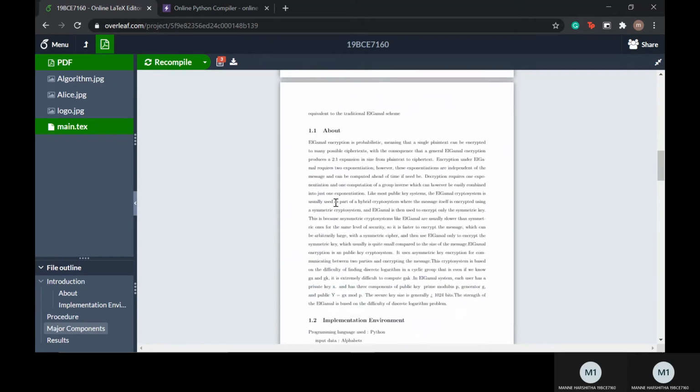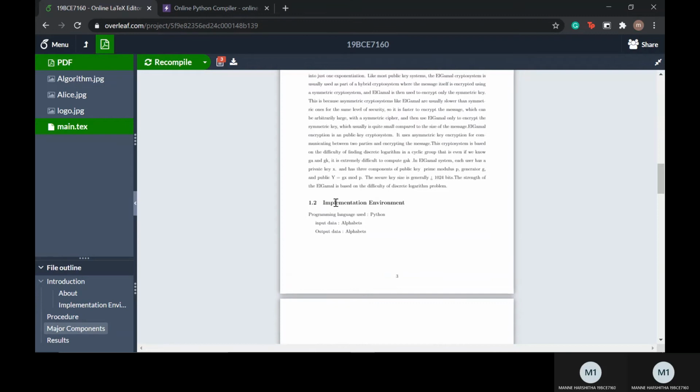ElGamal encryption is probabilistic, meaning that a single plaintext can be encrypted to many possible ciphertexts, with the consequence that a general ElGamal encryption produces a 2:1 expansion in size from plaintext to ciphertext.